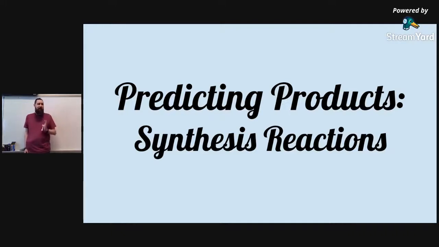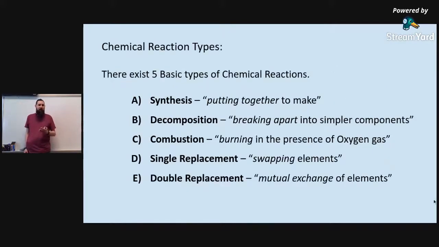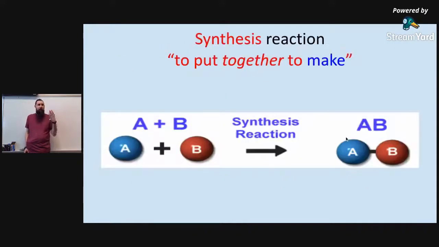So, predicting products specifically of synthesis reactions. Now, there are numerous types of reactions. There are synthesis that we're going to look at in this video. Then there is decomposition and there's combustion, which will be a separate video. And then there is single displacement and double displacement, or single replacement and double replacement, that we're going to look at in a third video. But this video, again, is just about synthesis and the types of synthesis reactions that we can end up experiencing in chemistry.